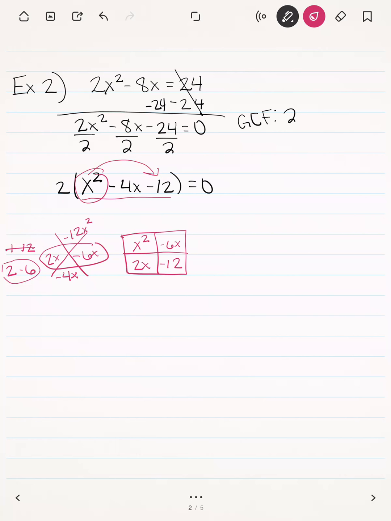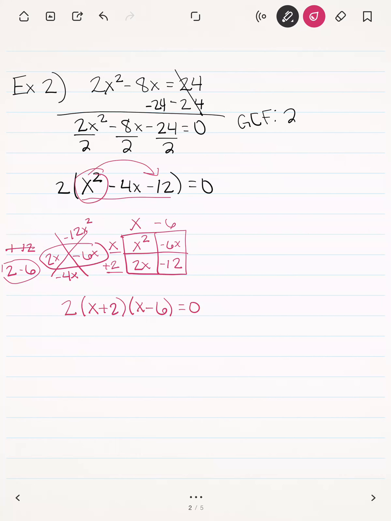And then I see what they have in common. So x squared and 2x, they have an x in common. Then x times what gives me an x squared? Well, x times x gives me x squared. x times what gives me a 2x? A positive 2. x times what gives me a negative 6x? A negative 6. And so I have my factors. So I have my GCF, and then I have my x plus 2 and my x minus 6.